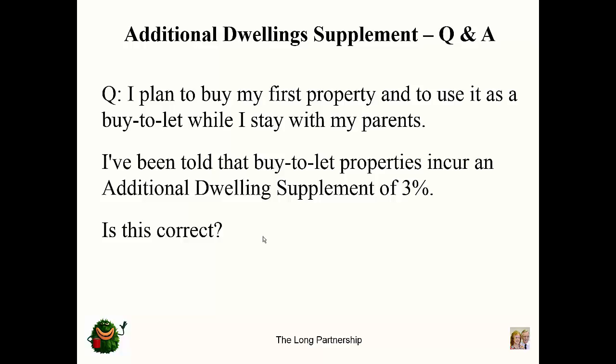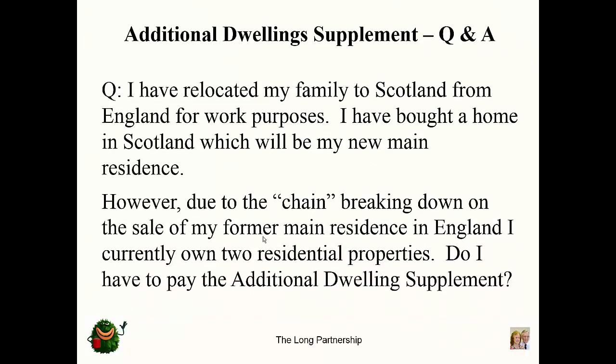Now, I think our next example will be fairly typical and relates to a situation where somebody is relocating from England, cannot sell their previous residence, but has acquired a property in Scotland. They have acquired an additional property and therefore ADS is payable. However, if they can sell their former residence in England within 18 months, they will be able to claim a repayment of the ADS that they have had to pay up front.